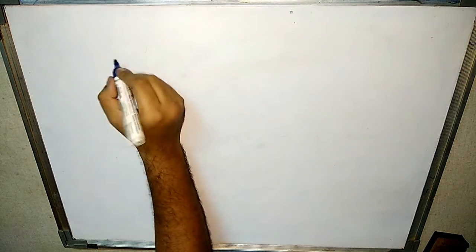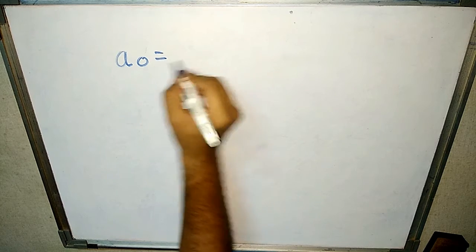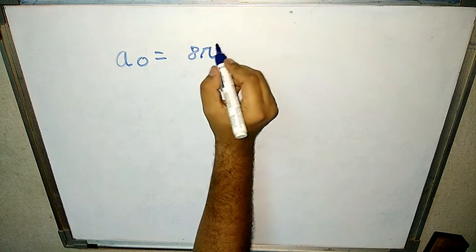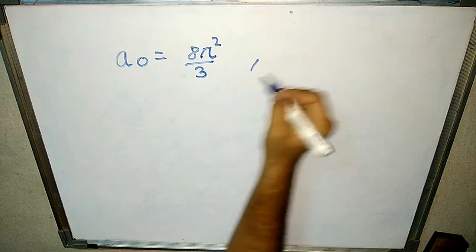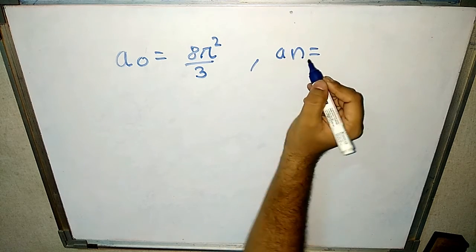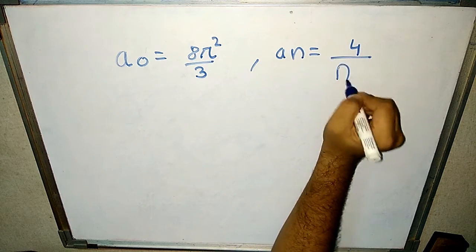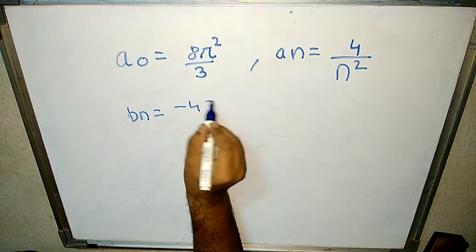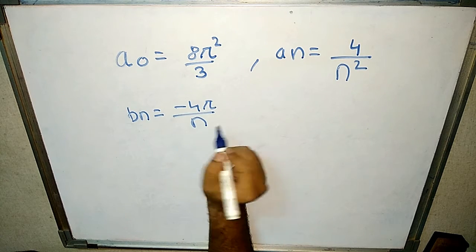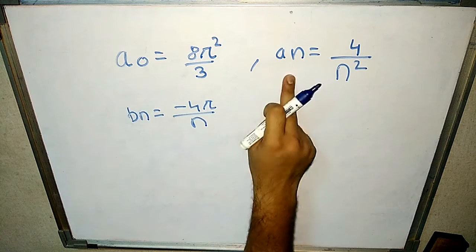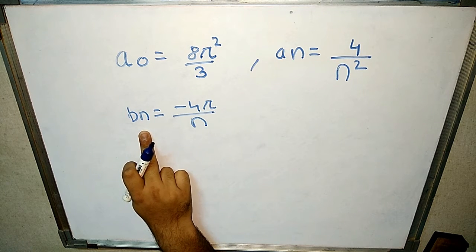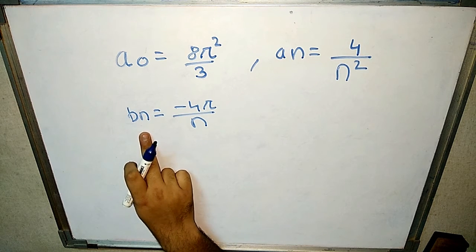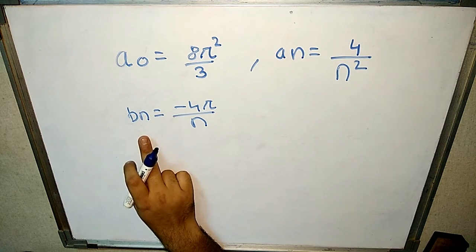So after solving, we got values as a0 equals 8 pi square by 3, an equal to 4 by n square, and Bn equal to minus 4 pi by n. So we have to put these values in the basic structure of the Fourier series as shown at the start of this example, and that's the final answer.